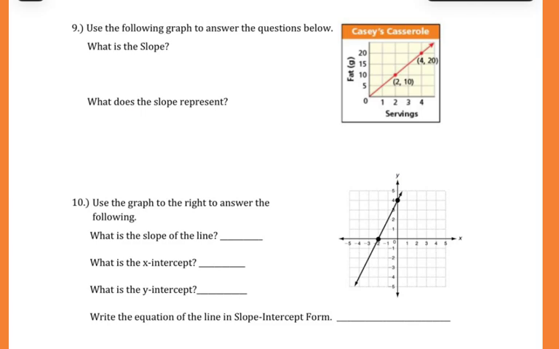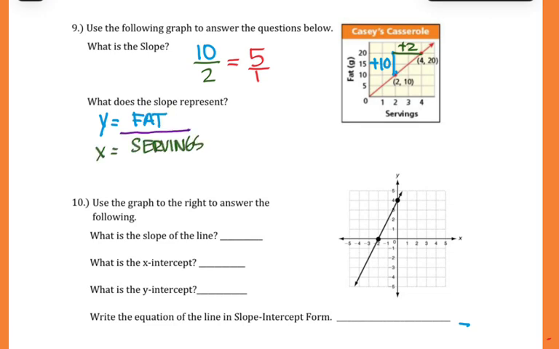Number 9, we have this scenario moving over to slope, and we know slope is always rise over run, or y over x. So on our scenario here, Casey's casserole, we can see that it is rising 10 because it goes from 10 grams of fat to 20 grams of fat to this point. 10 over our run, which is 2, and we do the math. We get 5 over 1. What does that represent? Well, we know it's always y over x, so this is fat per serving, or 5 grams of fat for 1 serving.